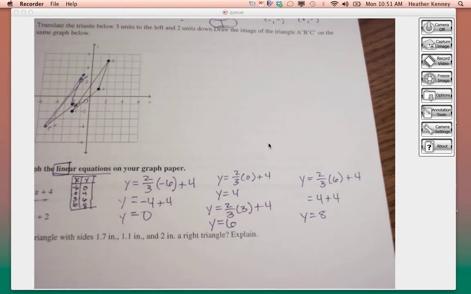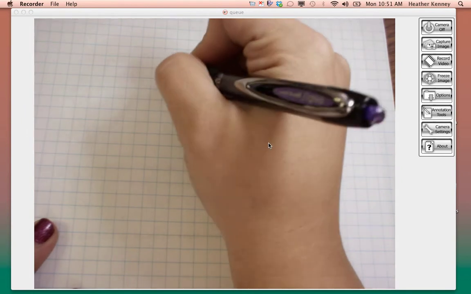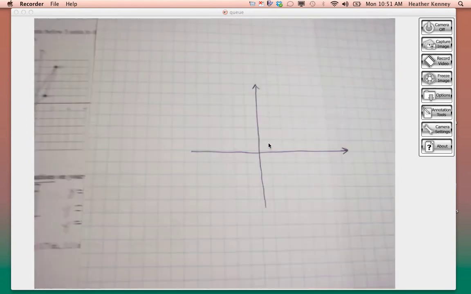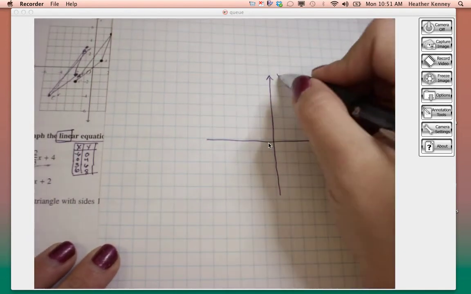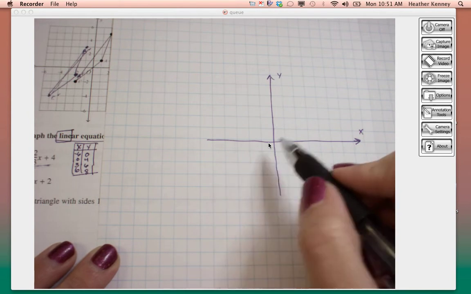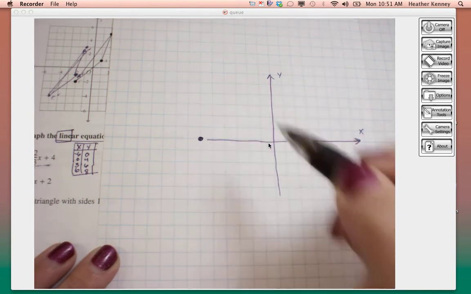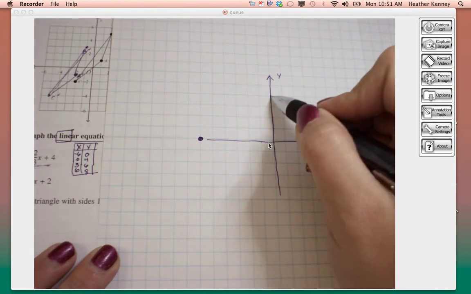Negative 6, 0; 0, 4; 3, 6; and 6, 8. We take a piece of graph paper, draw a coordinate plane, and we're going to graph those points on our plane. Get it where you can see both of them. So x, negative 6, 1, 2, 3, 4, 5, 6, y 0. Here's our first point. 0, 4: 0, 1, 2, 3, 4.